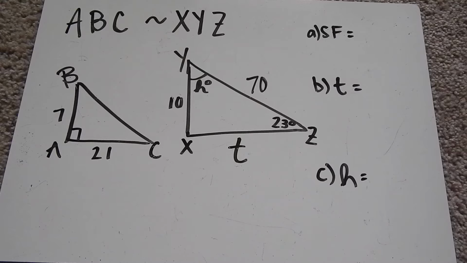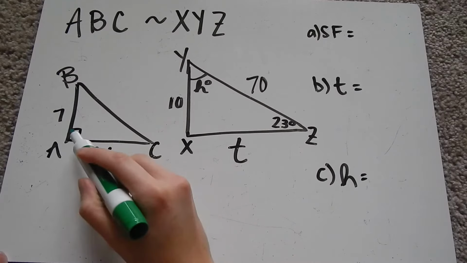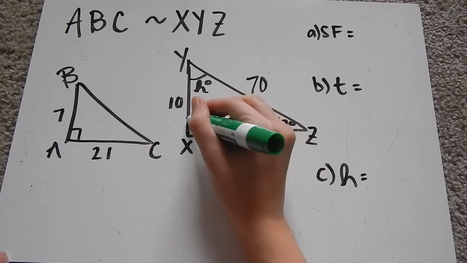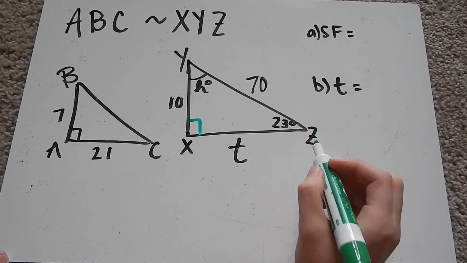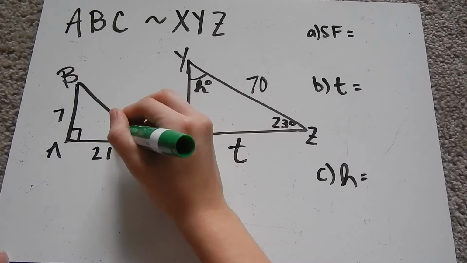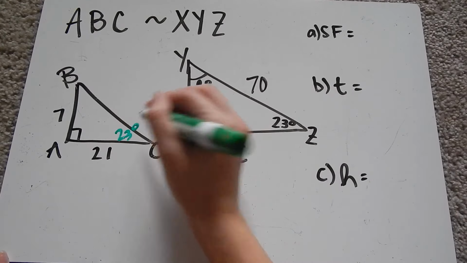Here we have two triangles, and it states ABC is similar to XYZ. So the first thing we want to remember is angles are always equal. So if this angle A is 90 degrees, so is angle X. If angle Z is 23 degrees, so is angle C.